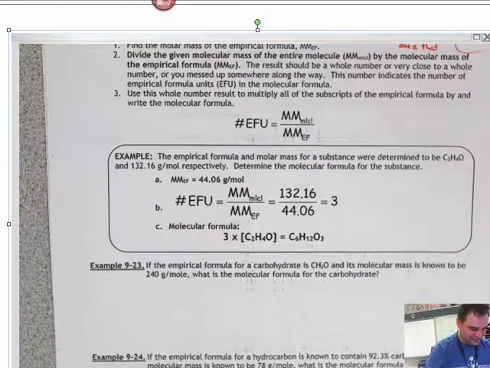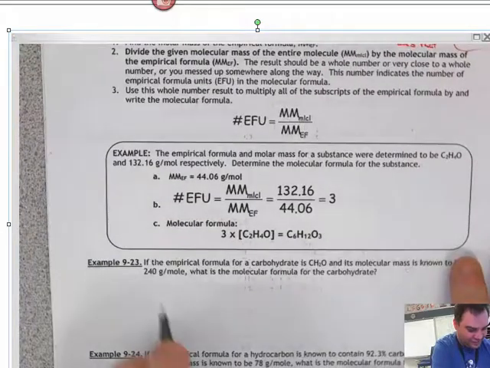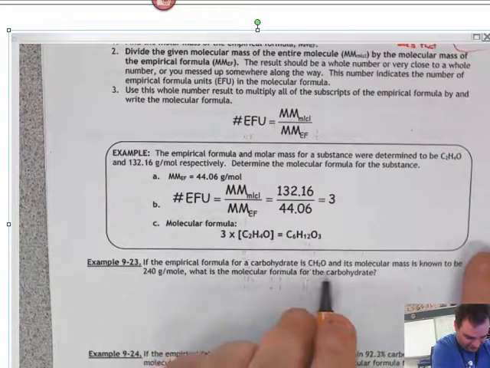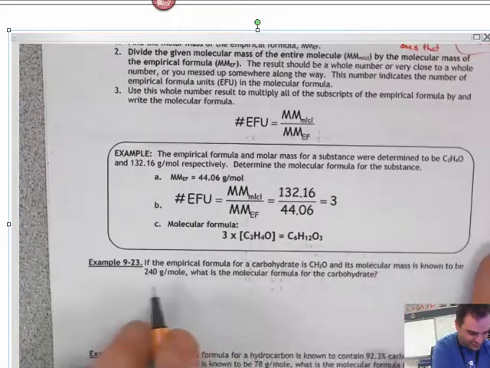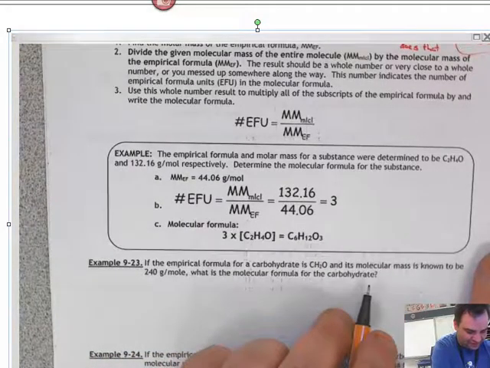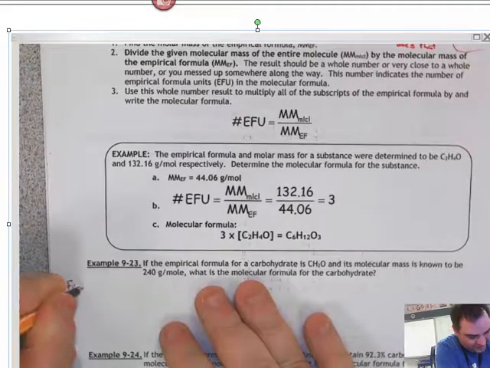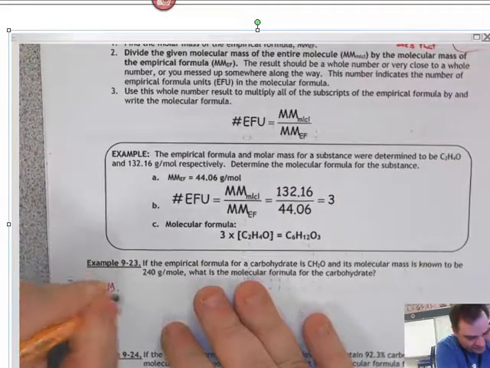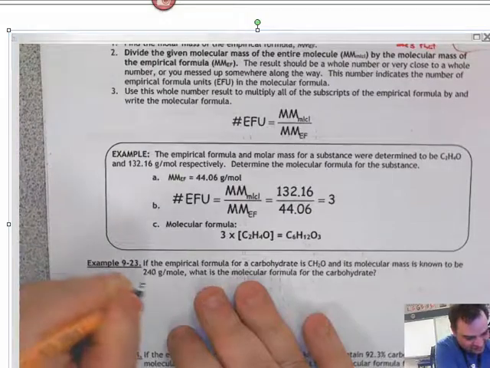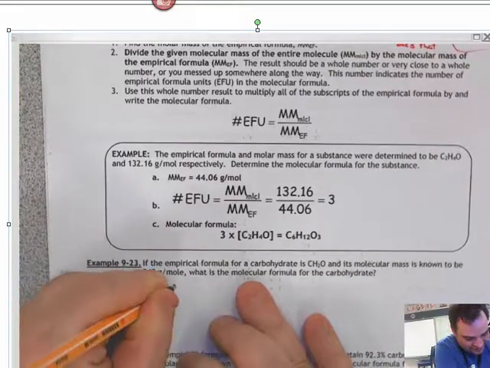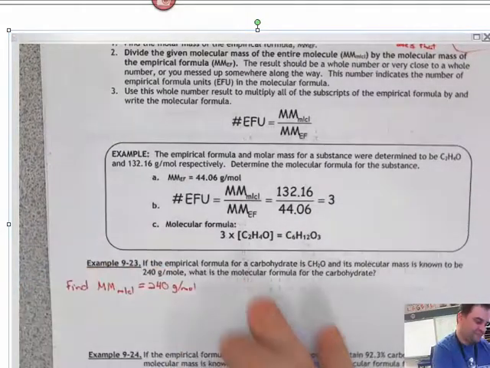Okay. So, if the empirical formula of a carbohydrate is CH2O and its molecular mass is known to be 240, what is the molecular formula of the carbohydrate? Okay. Step 1, find molar mass of the molecule. That's easily done. It's already listed. 240 grams per mole.